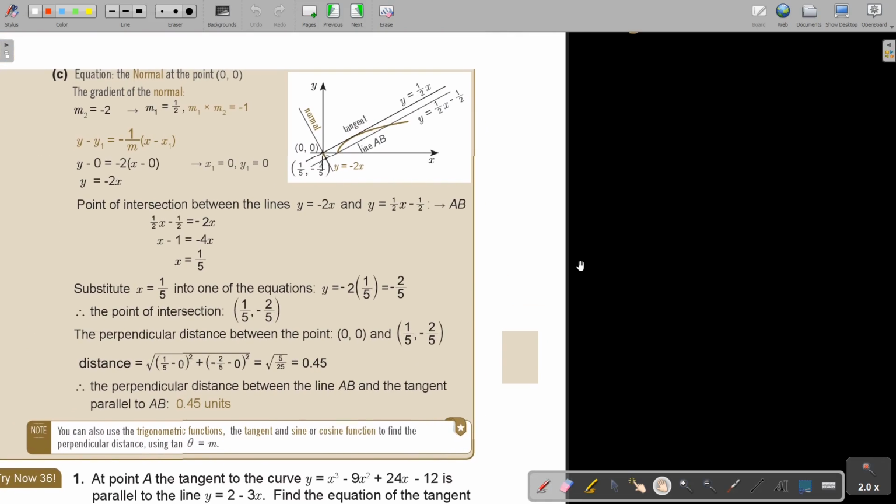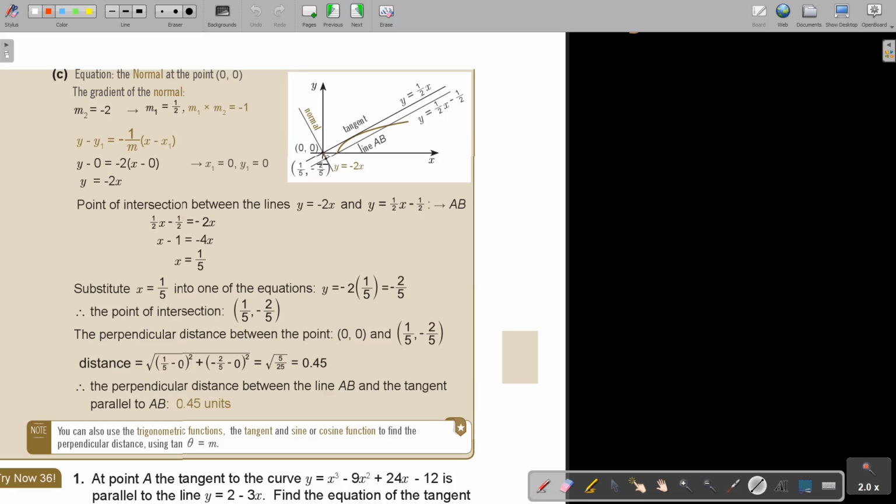Okay. Now, if you look at this sketch, it's going to really help you. There's the curve. There's the line AB. Now, there's the tangent, and don't forget, it's going through the origin. Now, in the previous question, let me just read it to you again. Find the perpendicular distance between the line AB and the tangent parallel to AB. It's that distance.